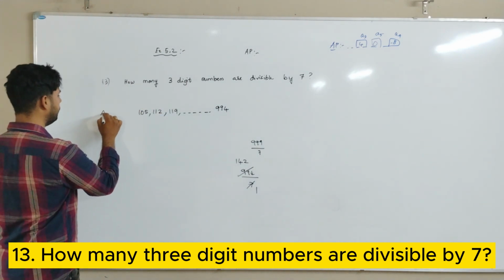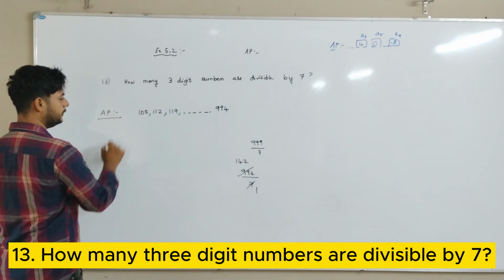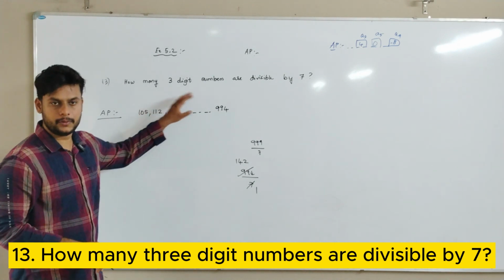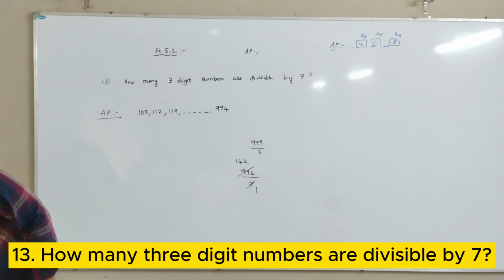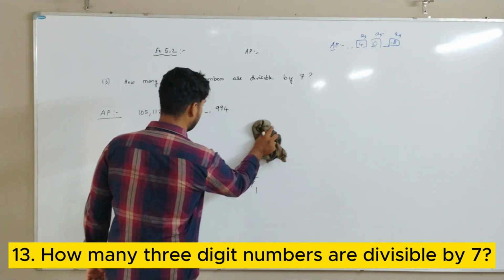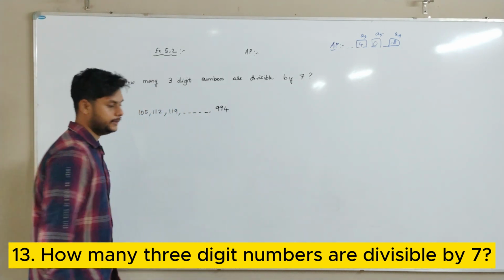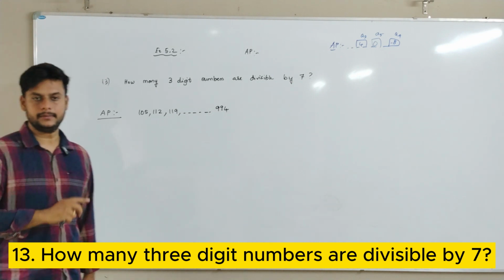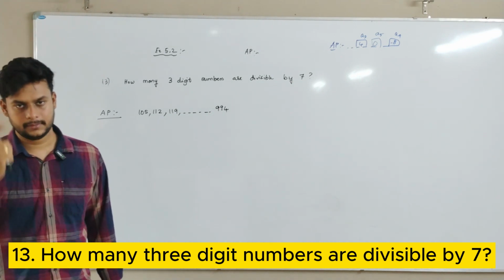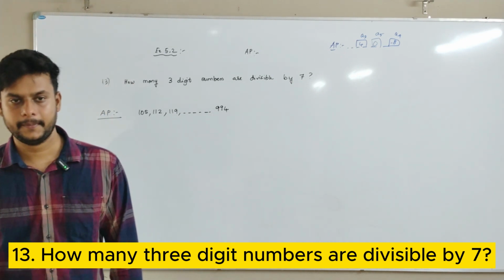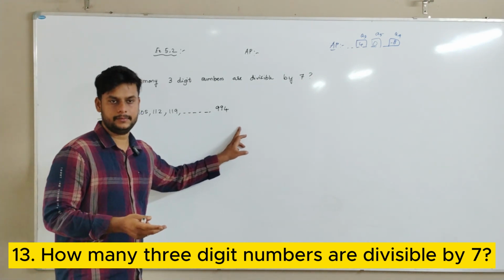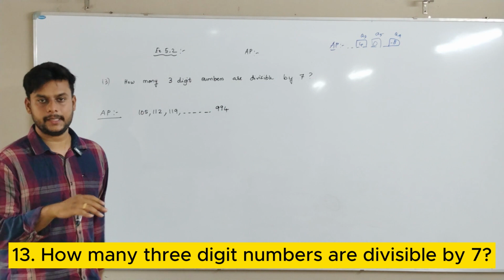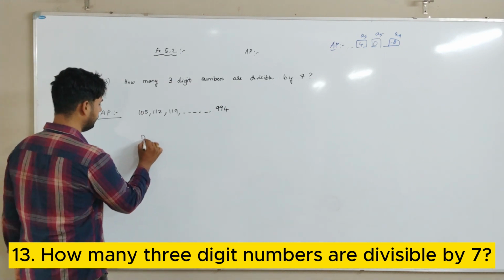Now out of this question I made an AP. Understood what I did here? Out of this question I made one AP for myself. Now once again you read the question. Here only it is said: how many 3-digit numbers are divisible by 7? So what should I find here? Number of terms. How many terms are there? So N is equal to question mark here.